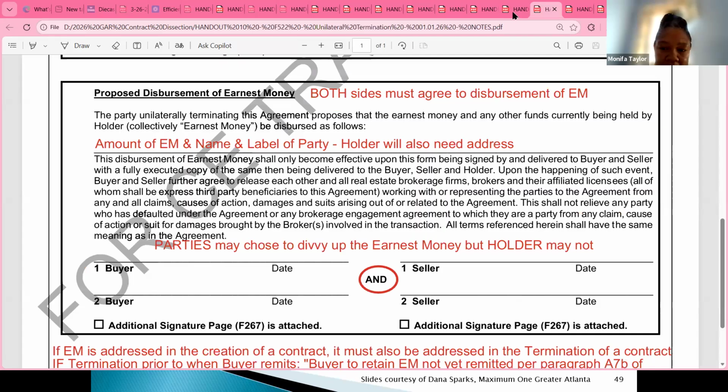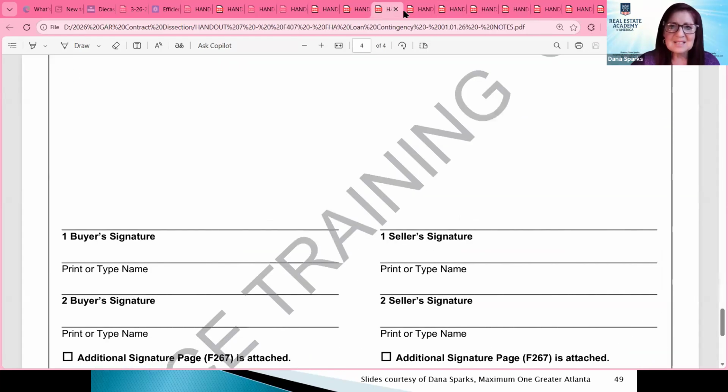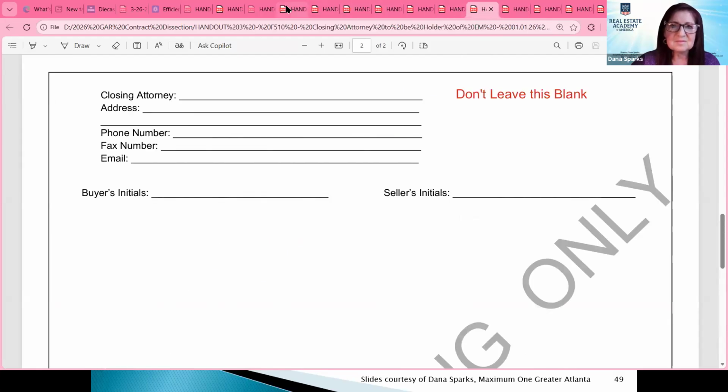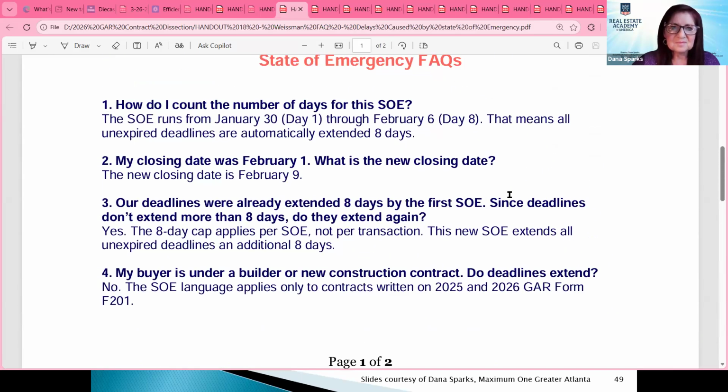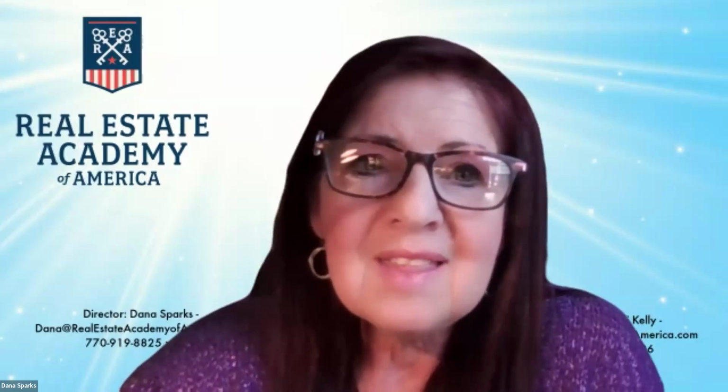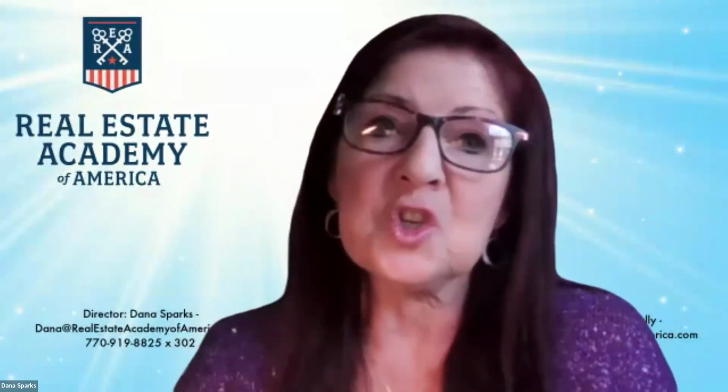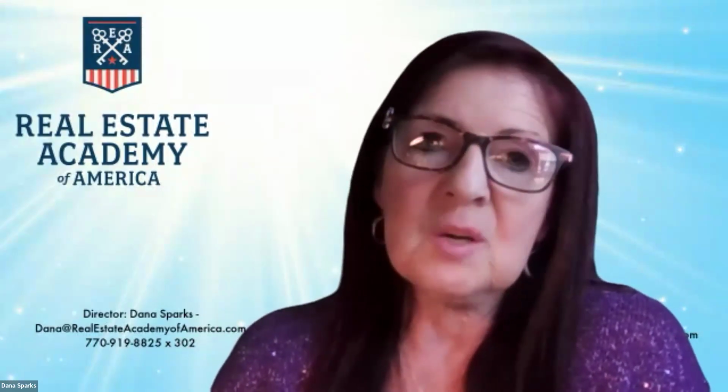Then Seth has in his Q&A, how do I count? The state of emergency runs from January 30th, day 1 through February 6th. That means it's 8 days. Well, that goes exactly opposite of how GAR tells us to count. The day of the event, January 30th, would be day 0 according to how the contract instructs us to count. So really to me, it should have been a 14-day extension, but not according to Seth.